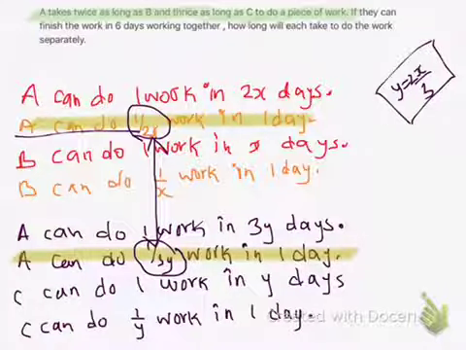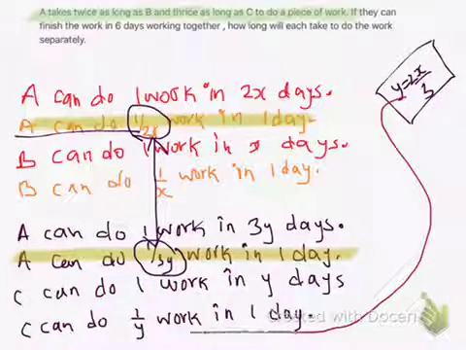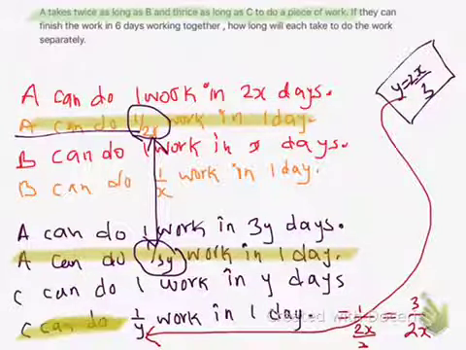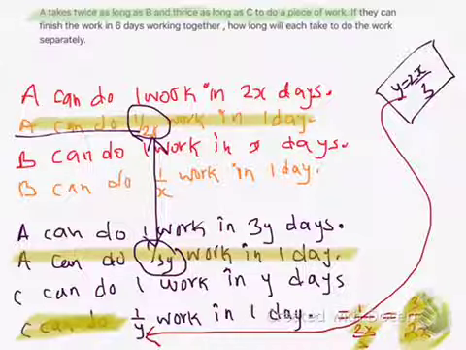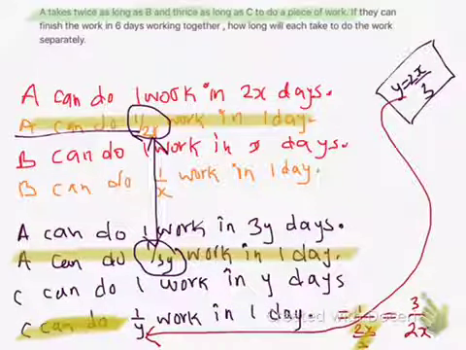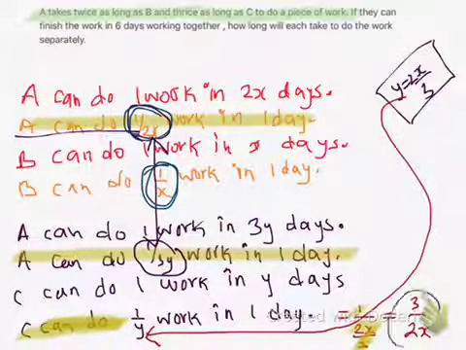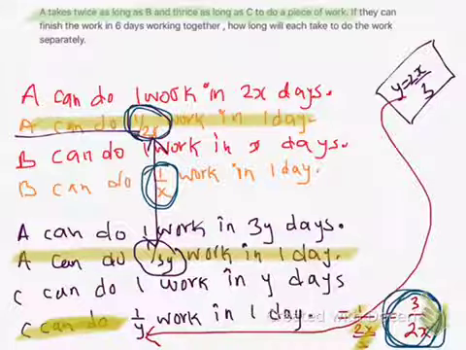So when we substitute the value of y in the work done by C in one day, what we get is C can do 1 by y, which is 1 by 2x by 3, that gives 3 by 2x. So C can do 3 by 2x work in one day. So when they all work together for one day, all the three works should be added, that is 1 by 2x work, 1 by x work, and 3 by 2x work should be added to get the work done by A plus B plus C in one day.